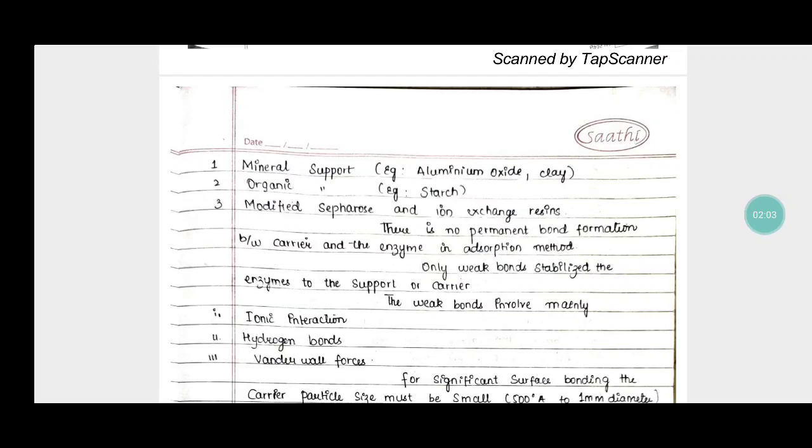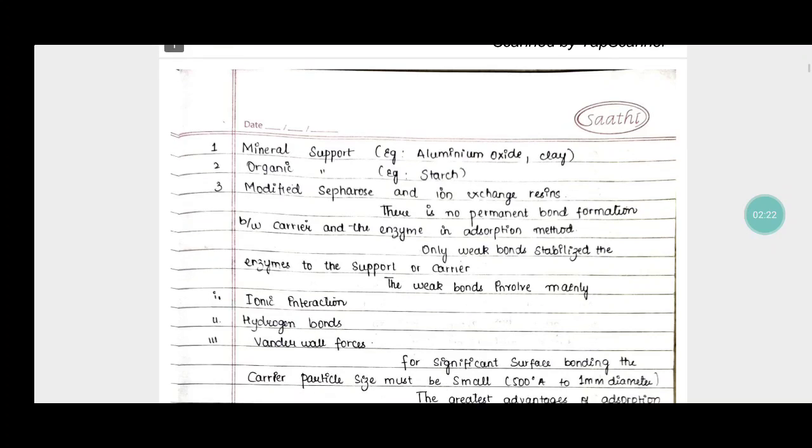So there is no permanent bond formation between the carrier and the enzyme in the adsorption method. Only weak bonds stabilize the enzyme to the support or the carrier. These weak bonds involve mainly ionic interactions, hydrogen bonding, and van der Waals forces.